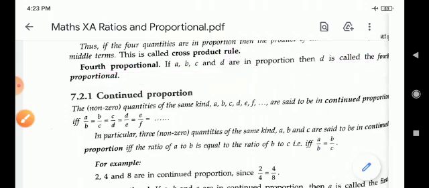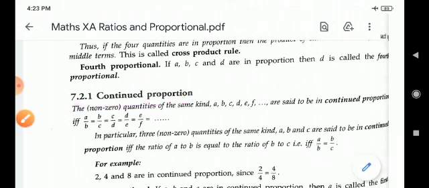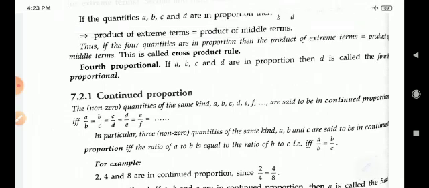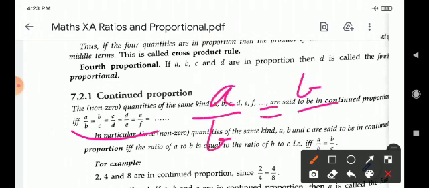Children, continued proportion. What is the continued proportion? The non-zero quantities of the same kind a, b, c, d, e, f are said to be in continued proportion if a upon b equal to b upon c equal to c upon d equal to d upon e equal to e upon f. Okay children, a upon b equal to b upon c, where b is the denominator and b is also the numerator, is the continued proportion.